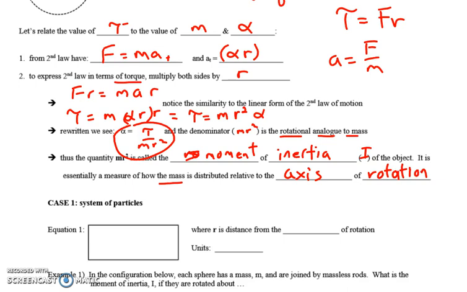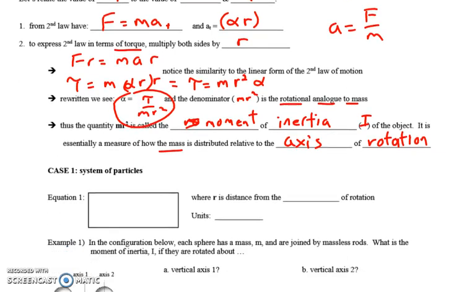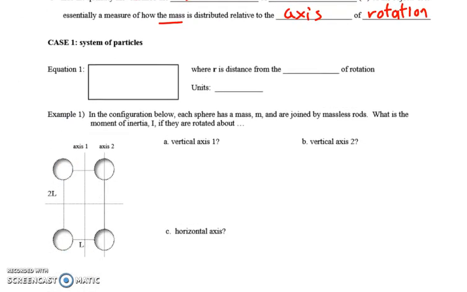Rotation. Okay. So how do we calculate moments of inertia for different shapes? Well, the first case we look at is a system of particles. If I have a bunch of spheres that are, let's say, connected together, and we have different axes of rotation, which we'll see below, so don't write that in.